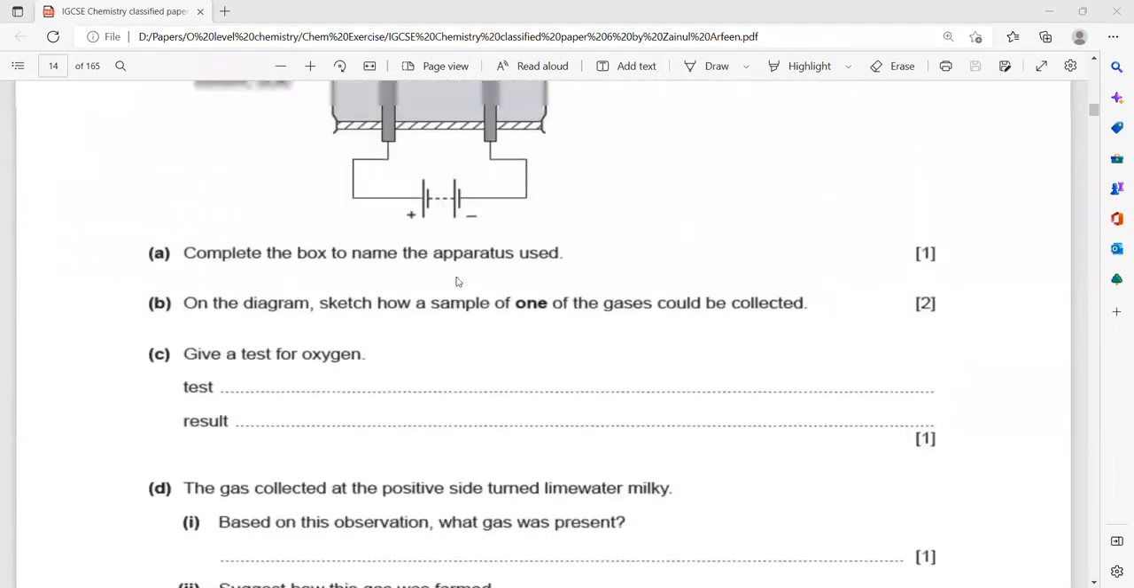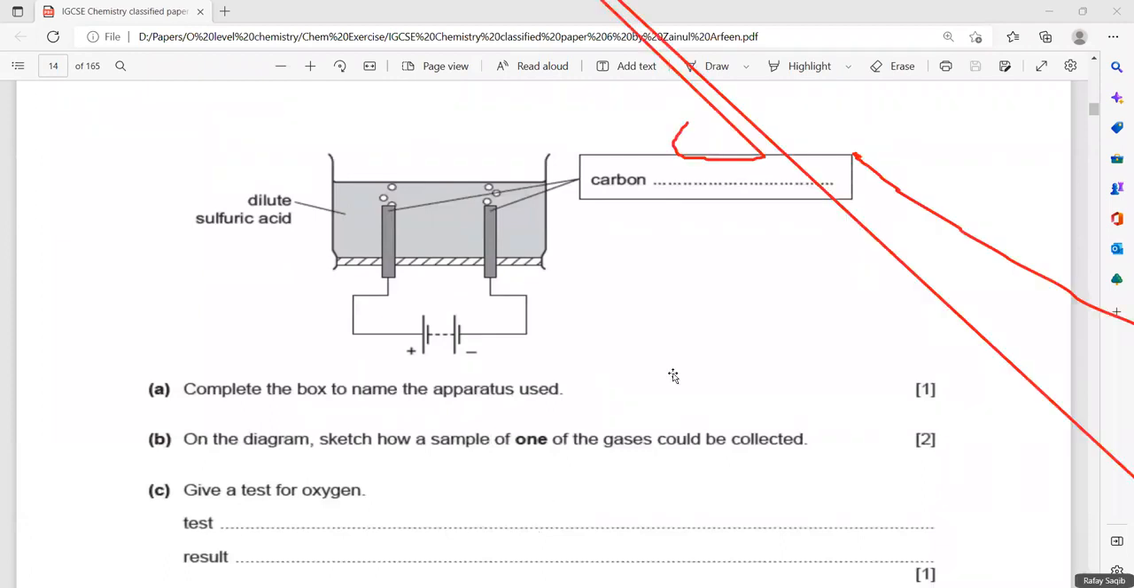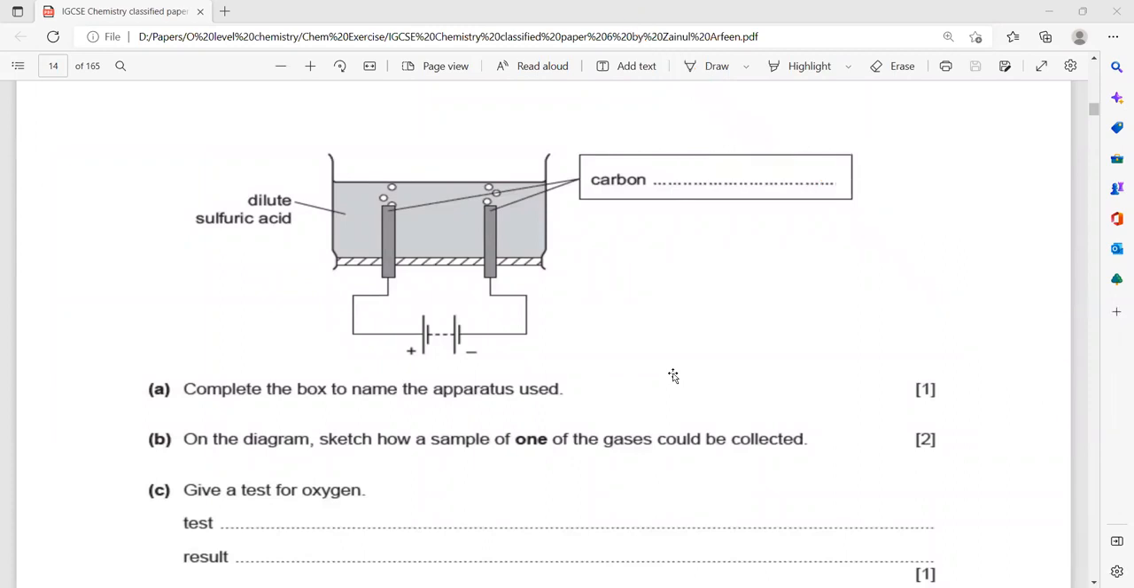On the diagram, sketch how a sample of one of the gases can be collected. You just have to draw how one of the gases can be collected here, by putting an inverted test tube filled with electrolyte.